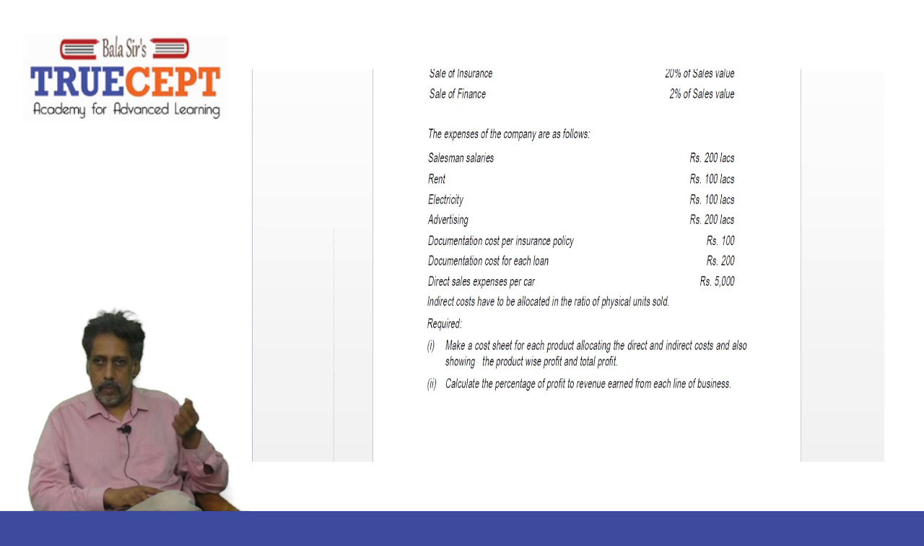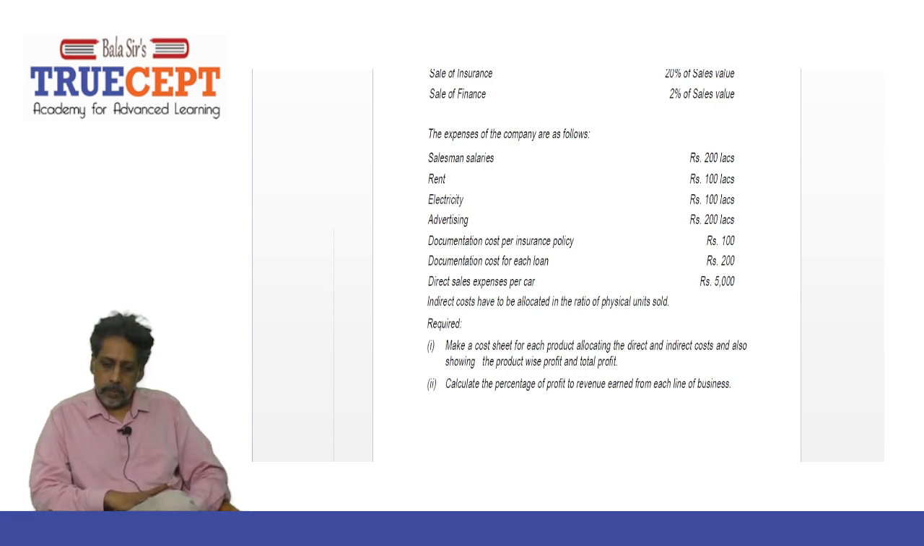Indirect costs have to be allocated in the ratio of physical units sold. Very clearly given, any indirect costs which are not relating to any particular product sold. What are the three products? You are selling cars, you are selling insurance, and also arranging for loans, finance. So basically, there are three products that you're dealing with: number one, sale of cars, number two, sale of insurance, and also sale of loans, that is arranging for loans.